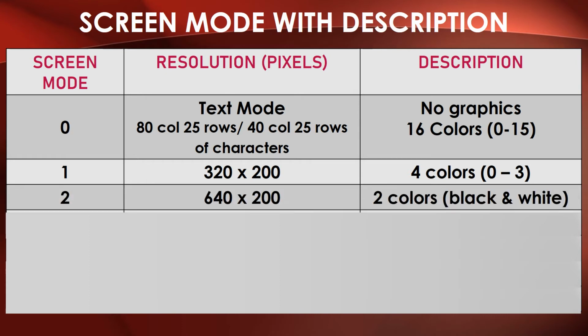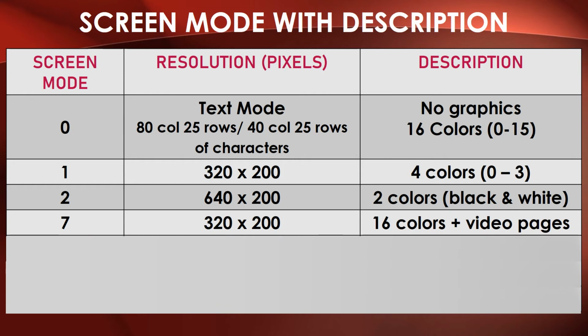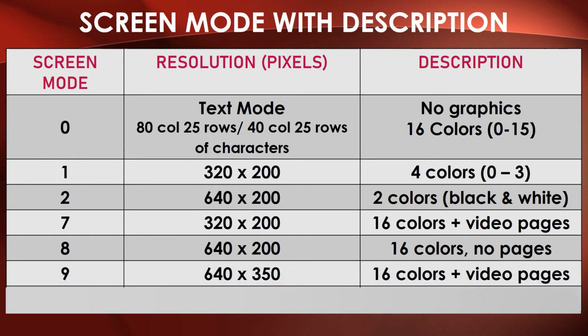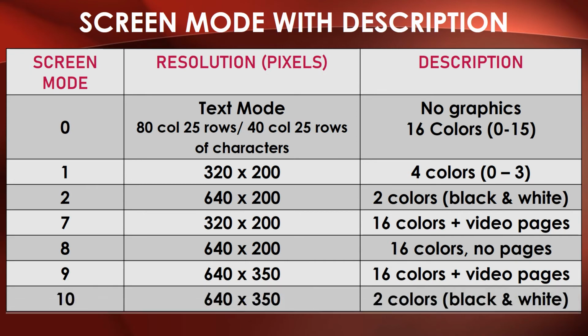Screen 2 is 640 by 200 pixels and it uses only 2 colors, black and white. Screen 7 is high resolution graphics, 320 by 200 pixels, 16 colors, plus video pages are also available. Screen 8 is 640 by 200, 16 colors but no video pages. Screen 9 is 640 by 350 pixels, 16 colors plus video pages, and screen 10 is 640 by 350 pixels, 2 colors only, black and white.